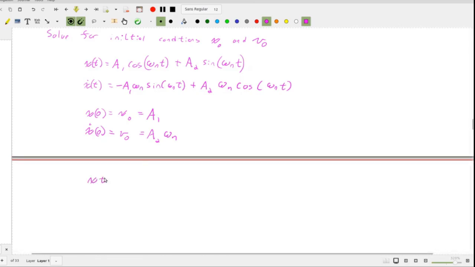As they say, x of t goes to x naught cosine of omega n t plus v naught over omega n sine of omega n t.